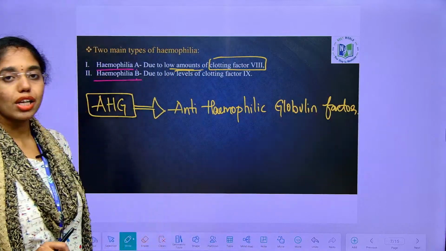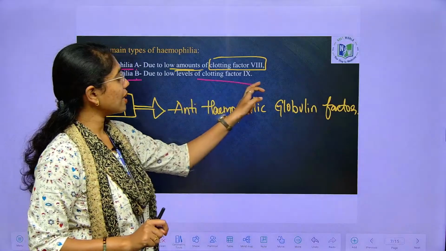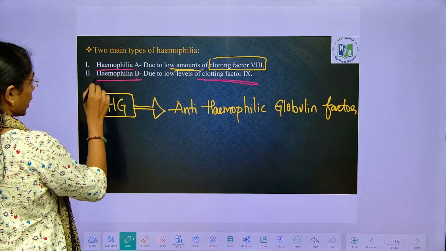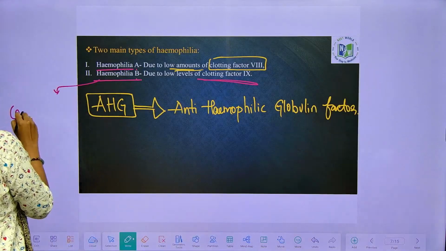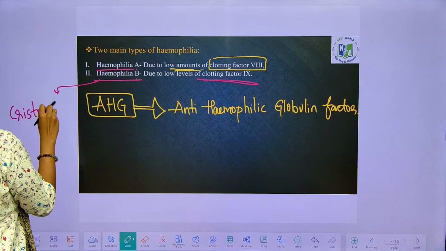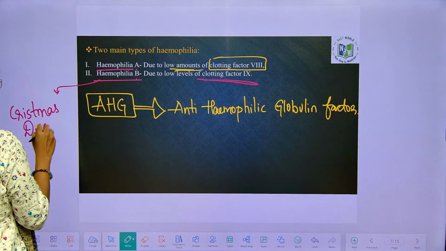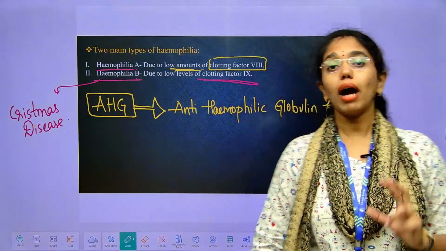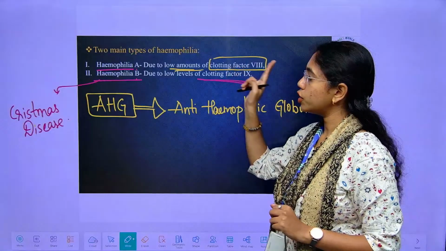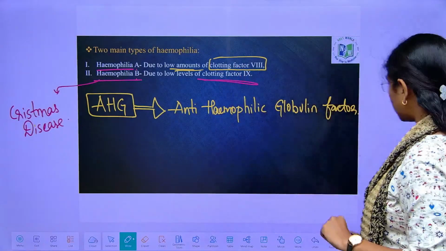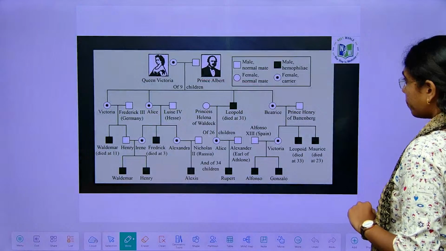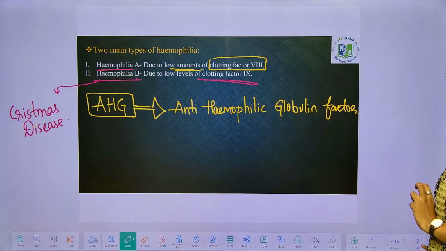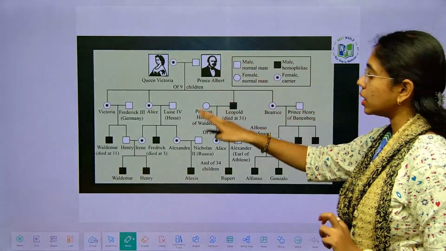Hemophilia B is also known as Christmas disease, and this affects clotting factor 9. Got it? These are the two types of hemophilia. You have to remember which clotting factor is being mutated and affected, both in hemophilia A and hemophilia B. Got it right? So, this is all about today's class.